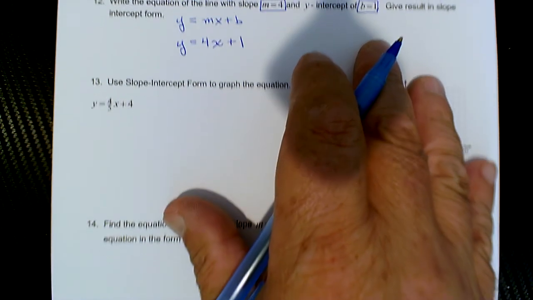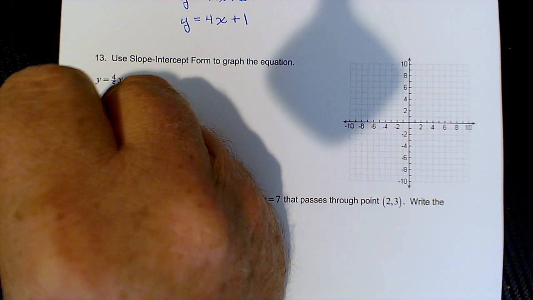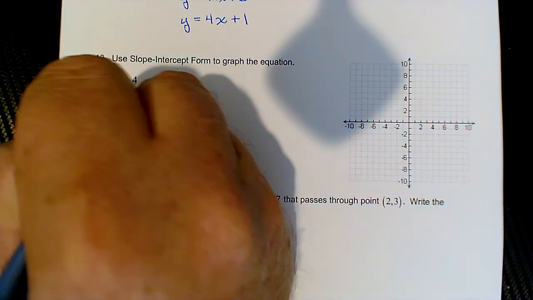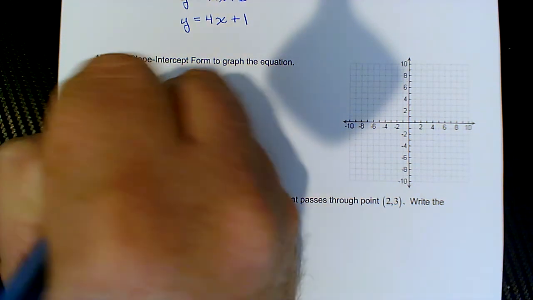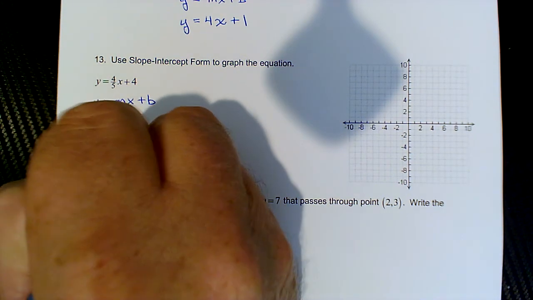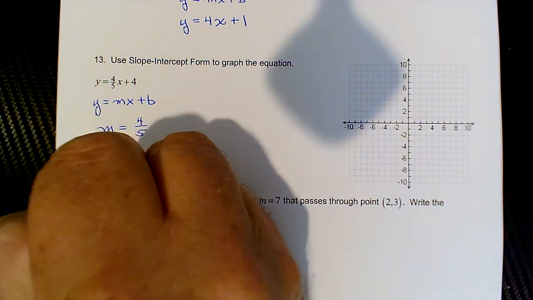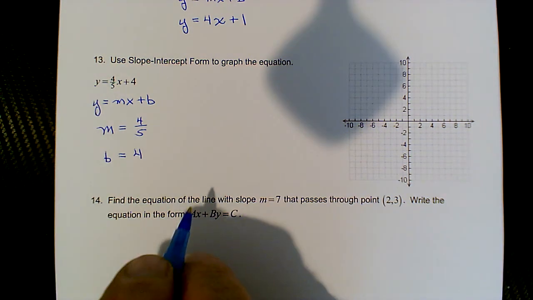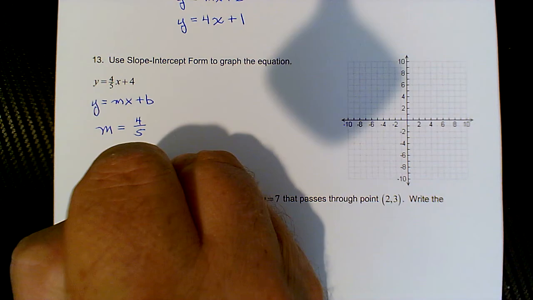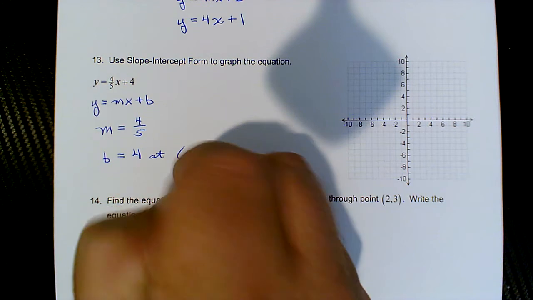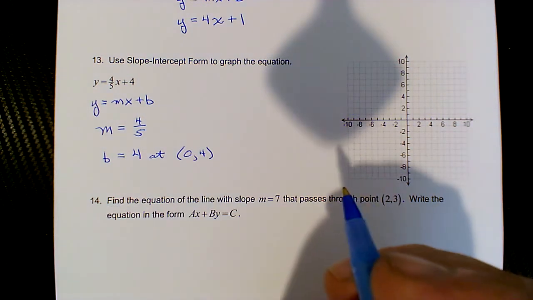Now here we want to use slope-intercept form, matching it up with y equals mx plus b. We see that the slope m is 4/5, and the y-intercept b is 4. Now, the y-intercept b being equal to 4 is at the point where x is 0 and y is 4. And the slope m describes the slant, and it's easiest to think of it as rise over run.